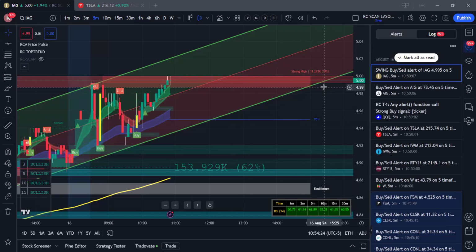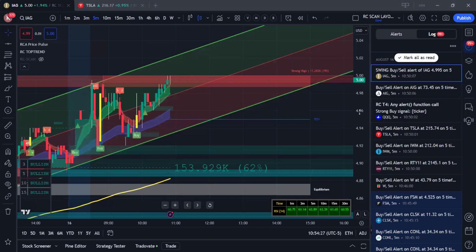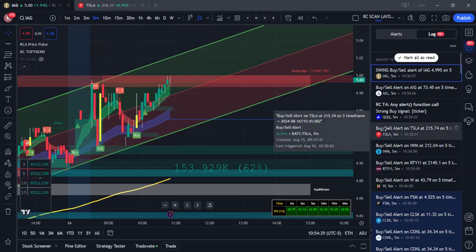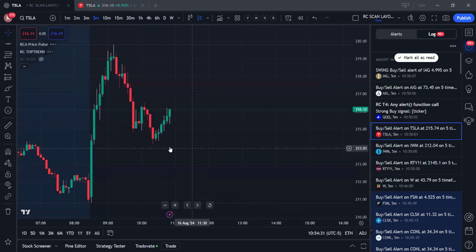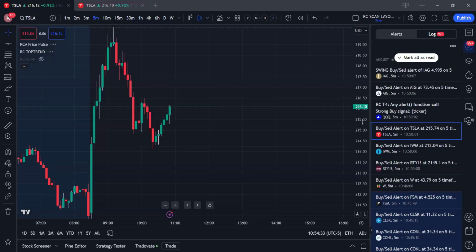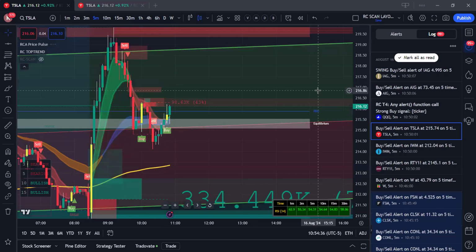Right? Because we are already holding Tesla, Baba, and other things. Yeah, once we book profits on them, we can take more positions. Tesla should go back to 217 to 218.